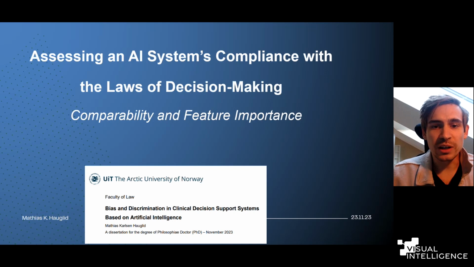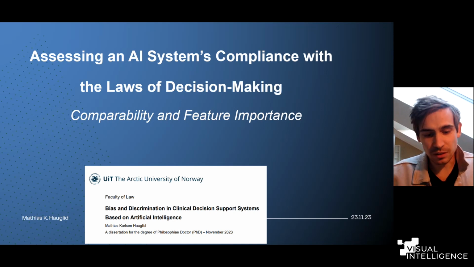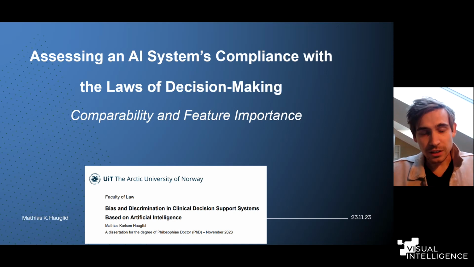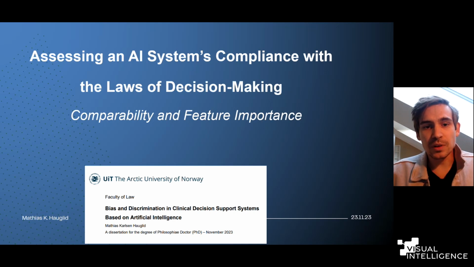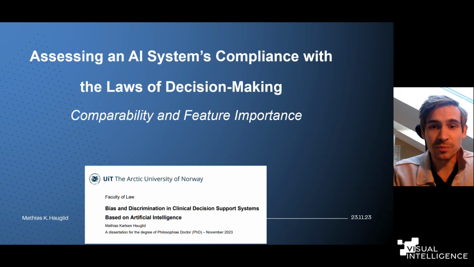So I'm going to raise this talk, lift it up to a higher level of abstraction compared to the PhD thesis as such, and point out some methods that I came across that I thought it would be interesting to further explore to see if they can be used the way that I imagine to assess an AI system's compliance with certain laws.